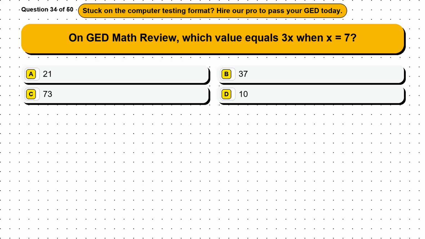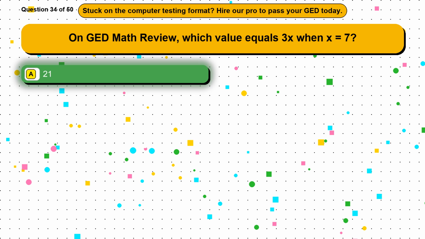Question 34. On GED Math review, which value equals 3x when x equals 7? Option A, 21. Option B, 37. Option C, 73. Option D, 10. The correct answer is option A. 21.